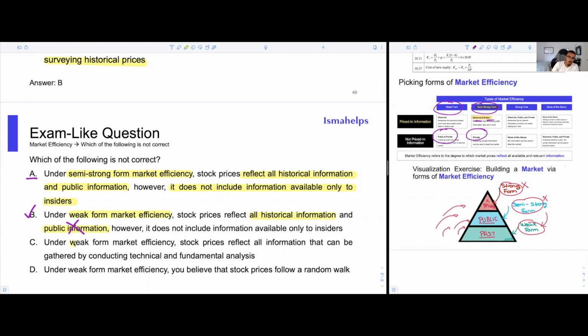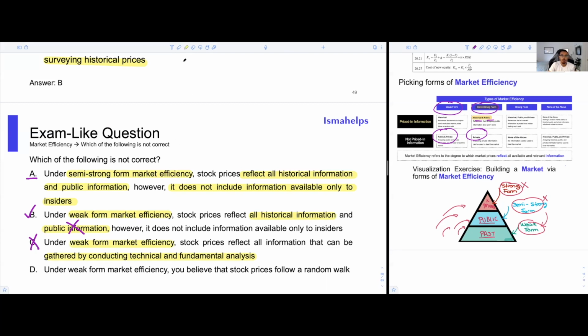C says that under a weak form of market efficiency, stock prices reflect all information that can be gathered by conducting technical and fundamental analysis. If you recall, technical and fundamental analysis are practices that are essentially surveying past prices. And these practices have been discussed in detail within the weak form of market efficiency bucket. So you should really have that active recall, right? Okay, technical, fundamental analysis, random walk, all of these topics are discussed within the weak form of market efficiency. And in this case, if they're telling you that under a weak form of market efficiency, stock prices reflect all the information that could be gathered by using these practices, well, they're literally telling you, hey, you can't use these techniques to yield abnormal returns because all of the information you would get is already being priced in. Everybody has access to that. So this is actually true. So this is definitely correct. So C is not the answer.